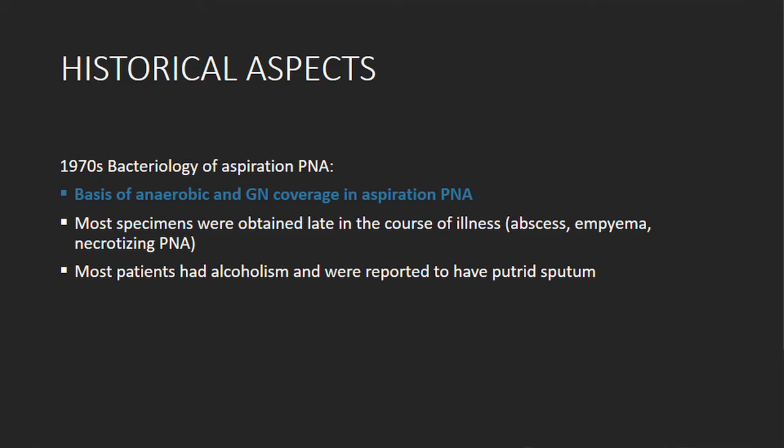And here's where we got the guidelines of we should cover anaerobes when people aspirate because of the mouth flora and this and that. So looking at most of them, most of the specimens and most of the patients studied were alcoholics. There were samples obtained on a later course of the disease, so most of them have abscesses, empyema already. So obviously we're going to find anaerobes in abscesses and empyema and necrotizing pneumonia.